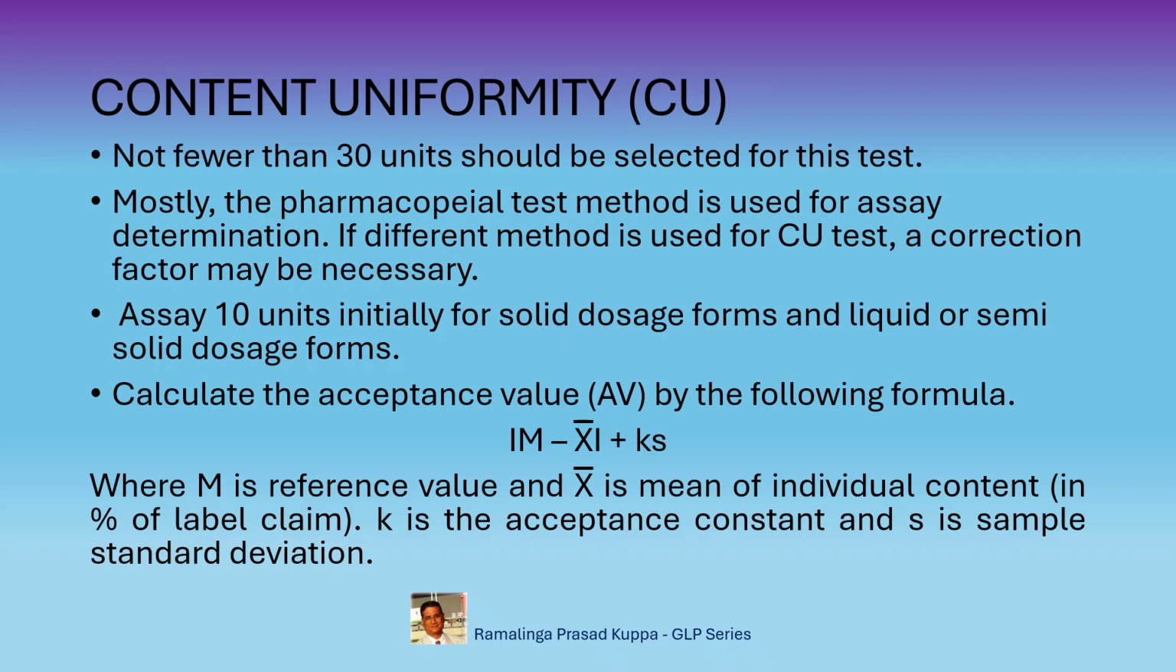Similar calculations apply if the target value is more than 101.5%. M minus X bar value will be positive in either case. The k value will be 2.4 for stage 1, that is the 10 tablets assay, and its value will be 2.0 if it goes to stage 2 of testing another 20 tablets.